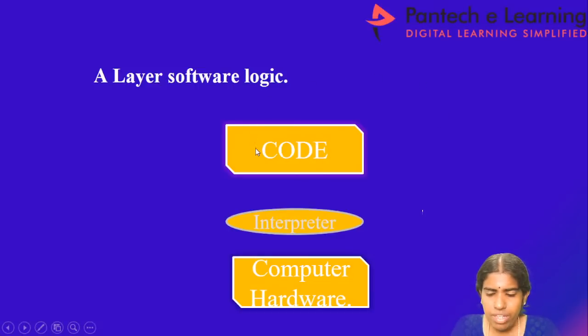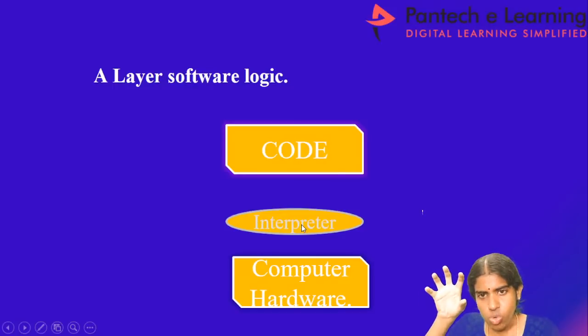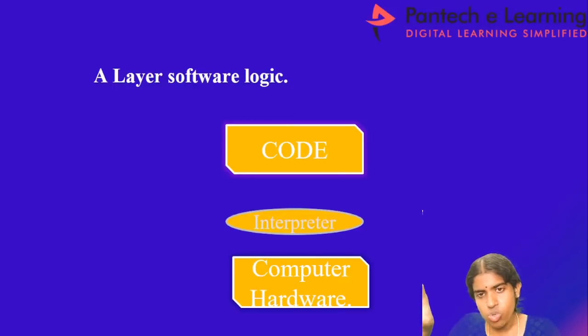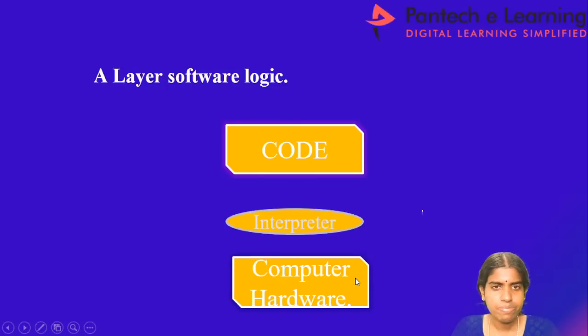So this is how my software logic looks like. Whenever I give any code, it is given to the interpreter unit. The interpreter is going to interpret each and every line, execute it, check for some errors, and it is given to the hardware unit.